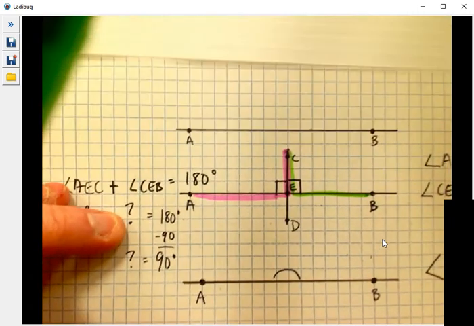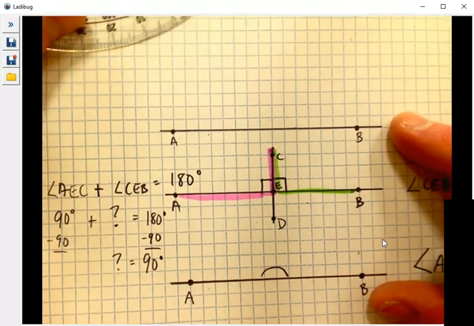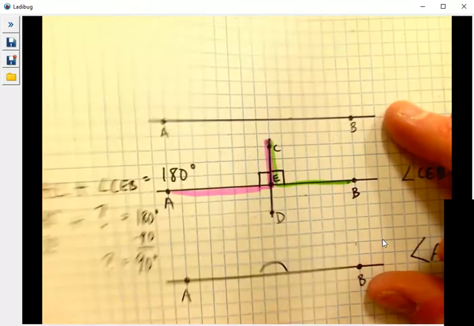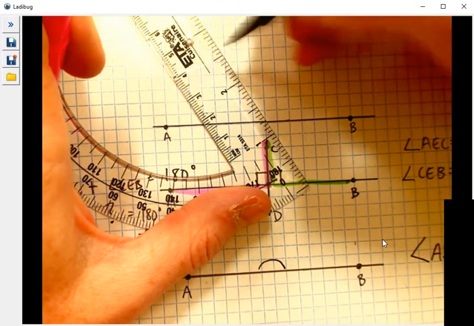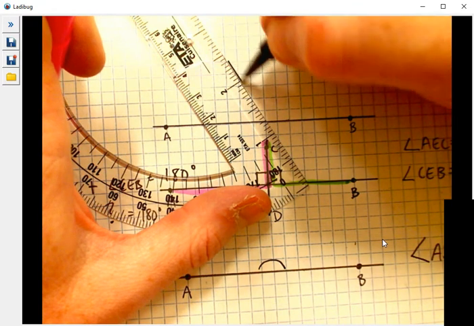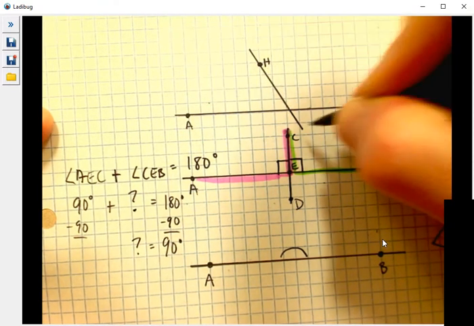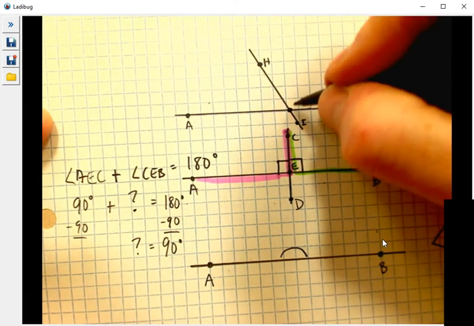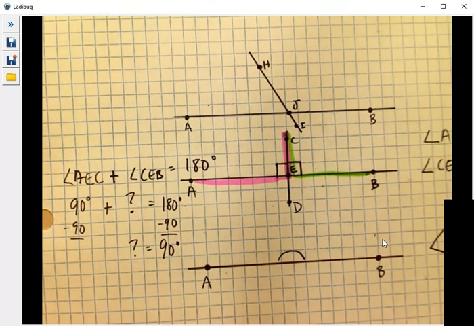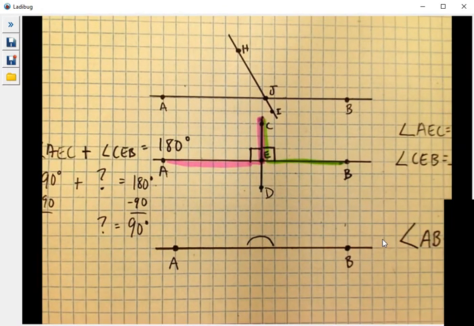Let's look at one more example. This time, we're going to take our line AB, and we are going to bisect it again, but this time we're going to do it at a different angle. So I take my ruler here, and let's say that I do line HI, and it intersects at point J. So I've got my line, it's been bisected, and it intersects at point J.